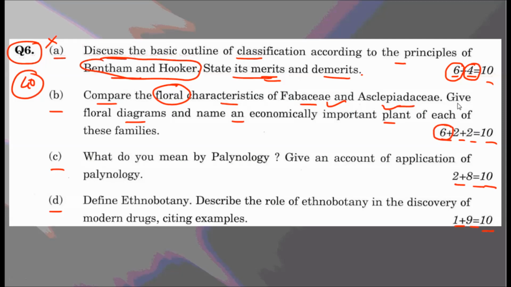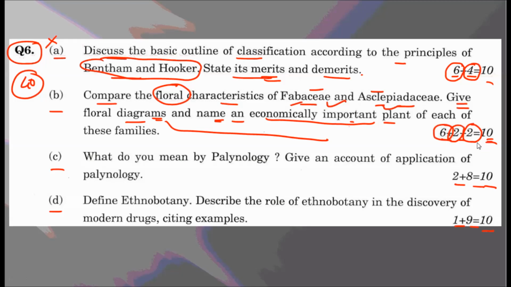Then in the next part of the question, give the floral diagrams, and for these floral diagrams you will get 2 marks. That is, you have to give the floral diagram for each family, that means 2 floral diagrams. And in the final part of the question, name an economically important plant of each of these families, that is Fabaceae and Asclepiadaceae. You have to write at least one plant name from Fabaceae and one from Asclepiadaceae which is economically important. And for this, you will get the remaining 2 marks. That is 6, 2, 2, equals 10.